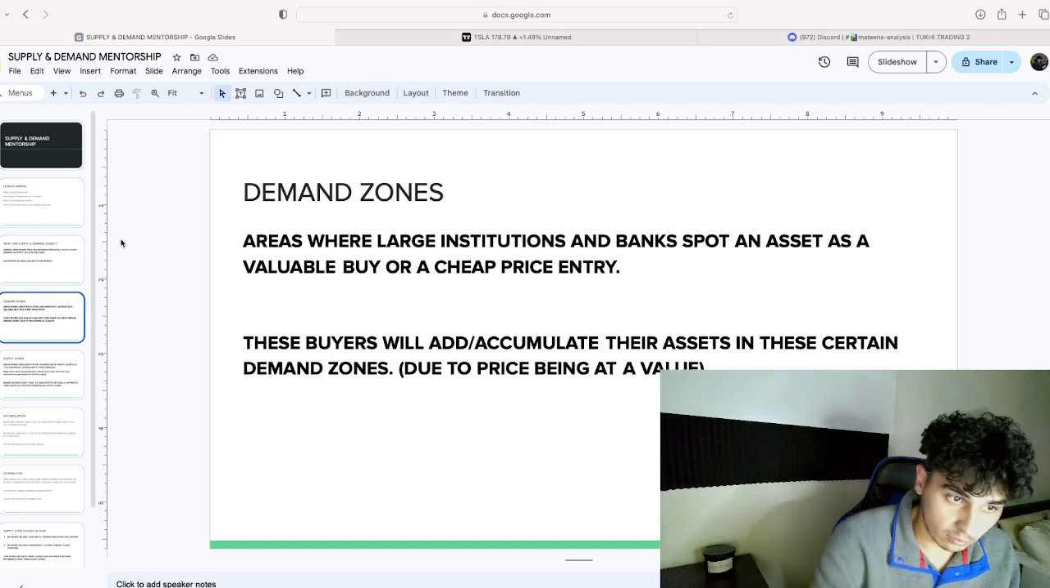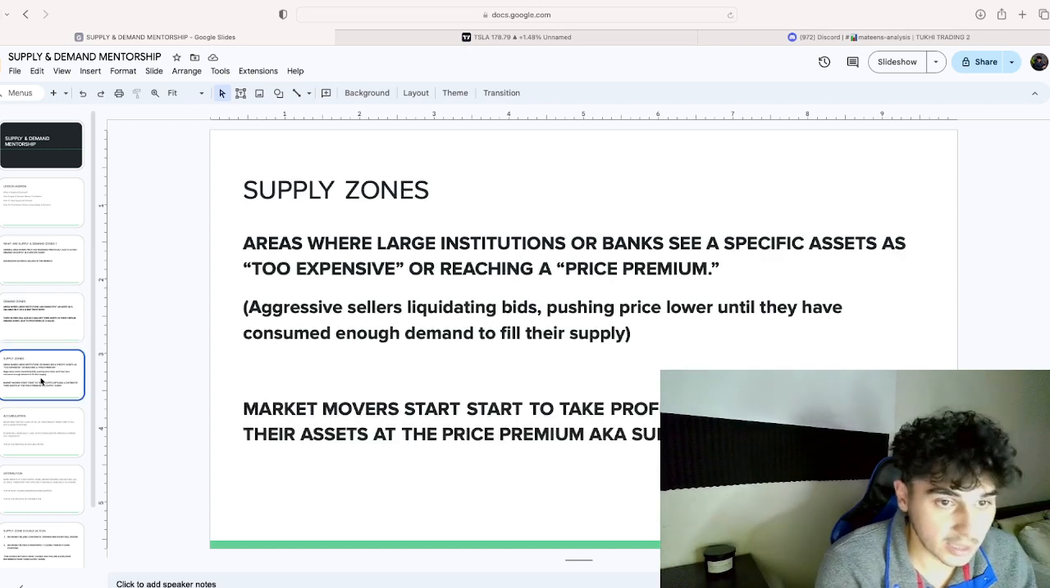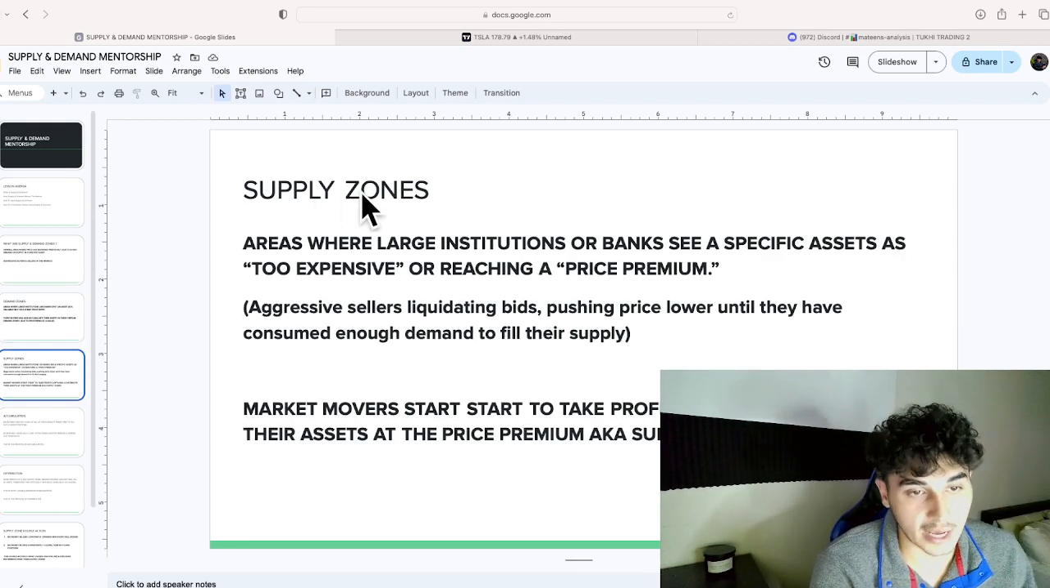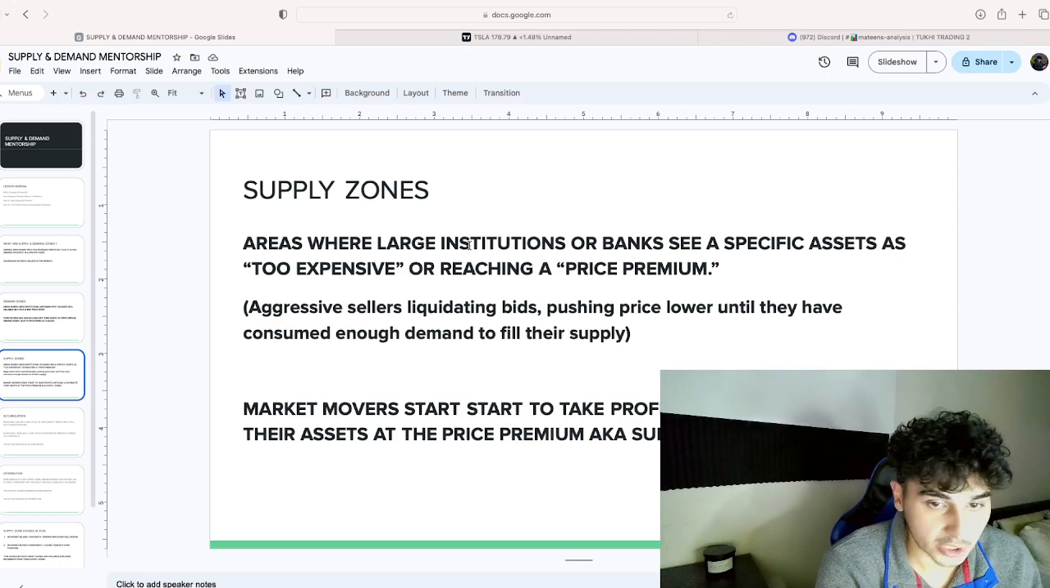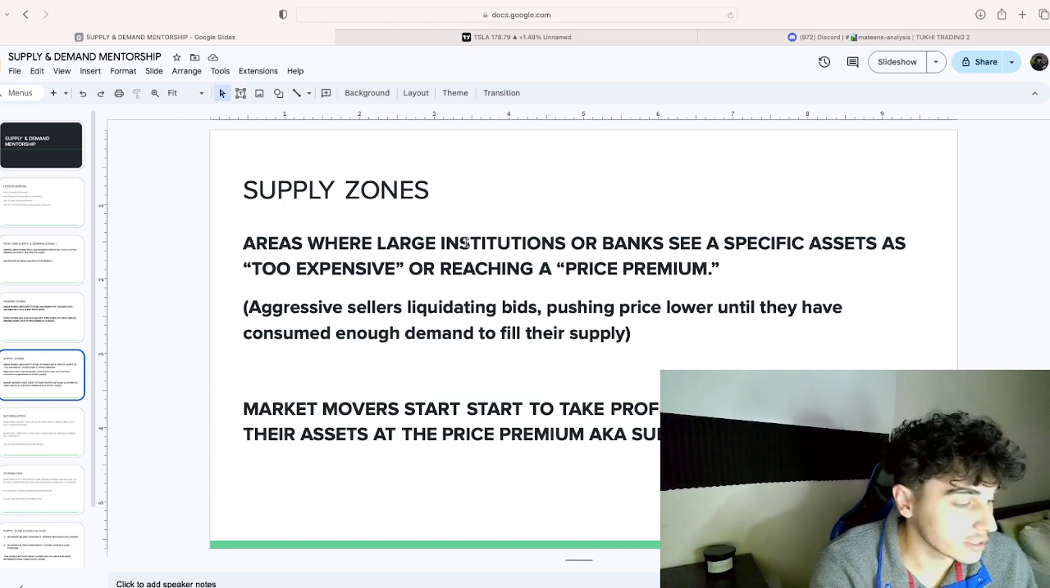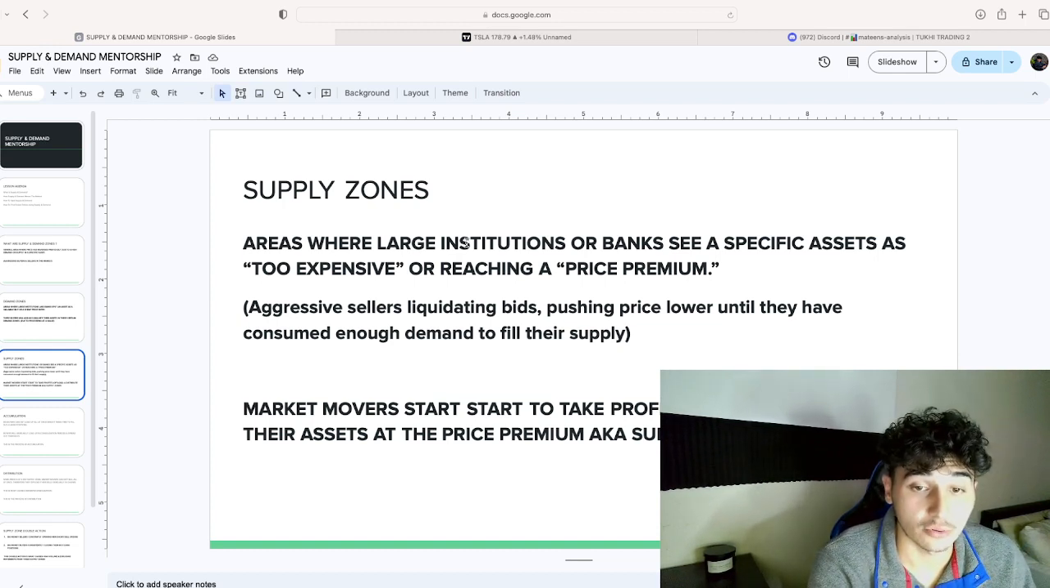Stay tuned. So moving on to the next slide. Now this is going to be supply zones. Supply zones are simply areas where the large institutions see a specific asset as too expensive or simply reaching its price premium.